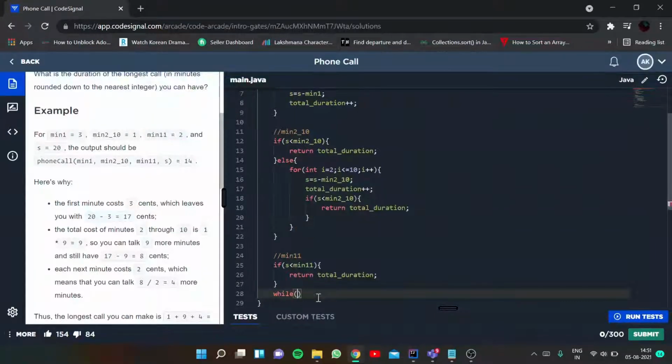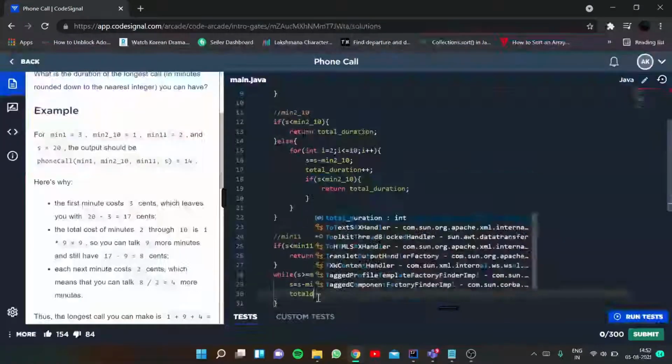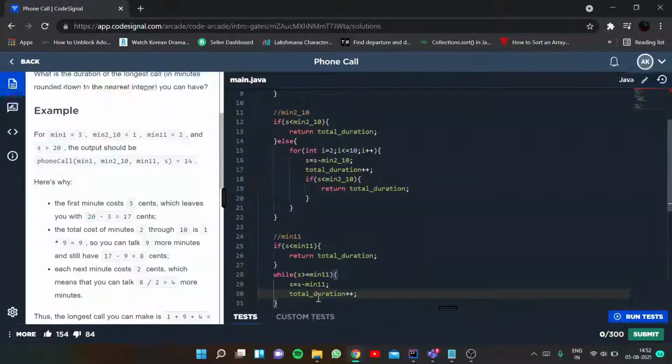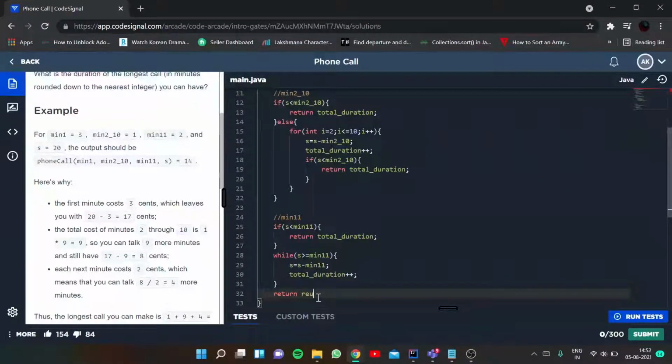Why? Because after that we don't know what the end point is. Till the money runs out, it has to count. For s greater than or equal to the cost, you have to consider the money too. Till the money ends, we have to count every point. So s is equal to s minus the minute 11 cost, and then we increment the total duration. That's it. Now we return the final result. After the loop exits, we return the total duration.